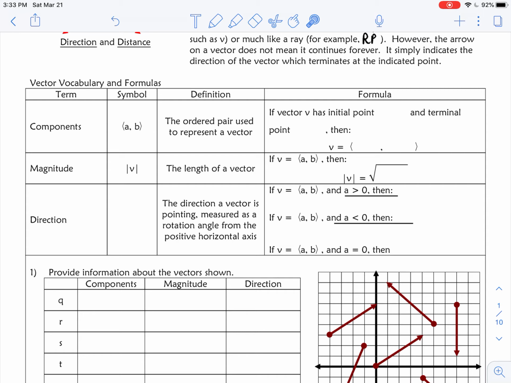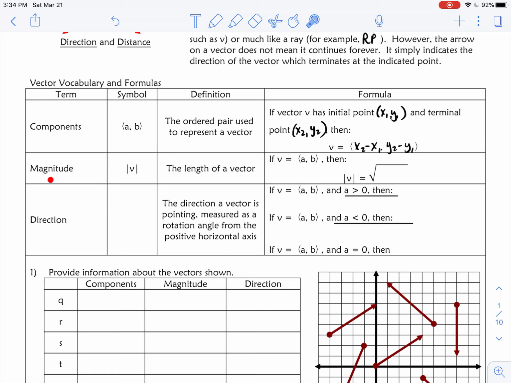Here's some vector vocabulary. We'll start with components. The a component is the horizontal component, and the b is the vertical. This is the ordered pair used to represent the vector. If vector v has initial point (x1, y1) and terminal point (x2, y2), then you can find the components by subtracting the second x minus the first x, and the second y minus the first y.